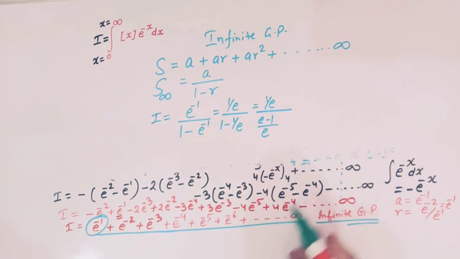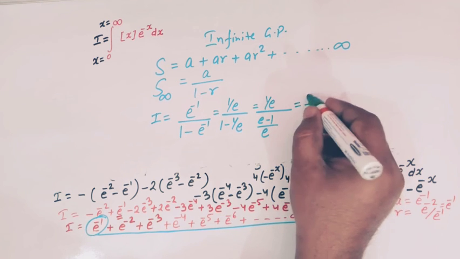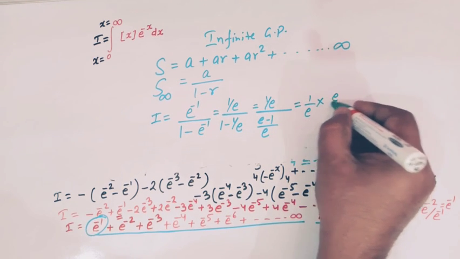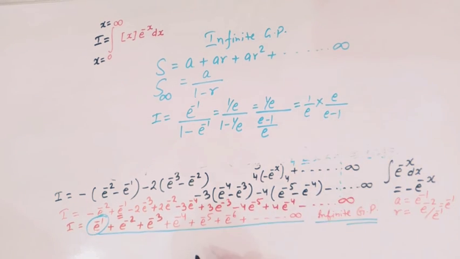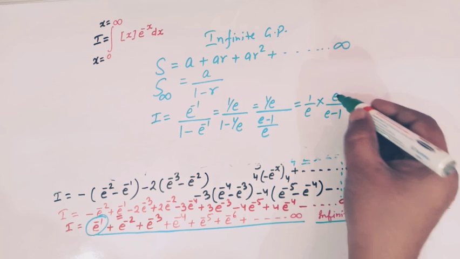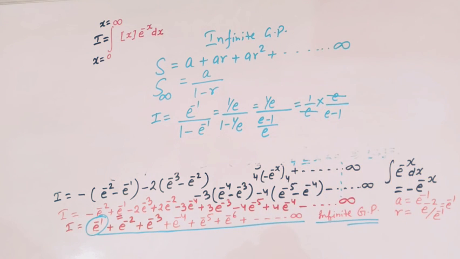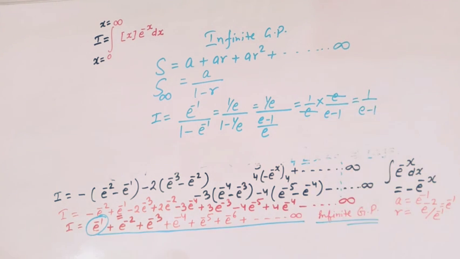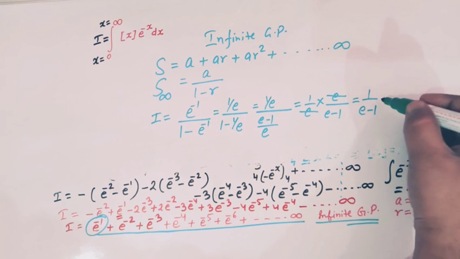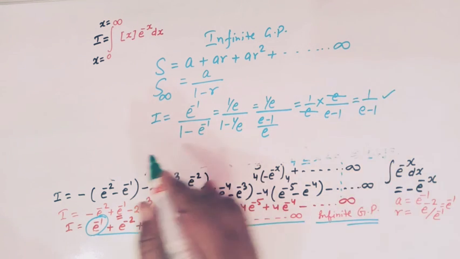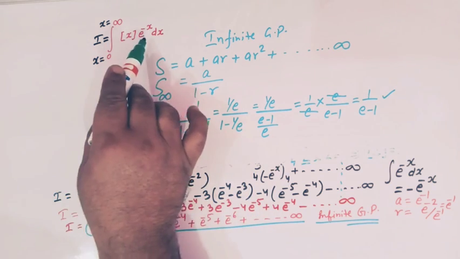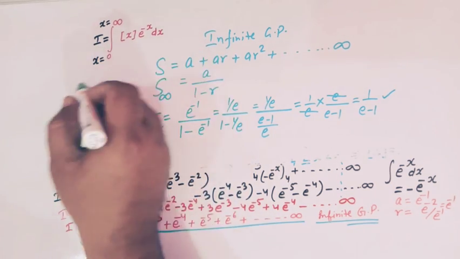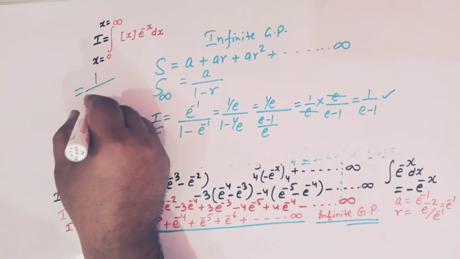So here e is the exponential number, so now we can write 1 over e times e over e minus 1 and see this e and this e get cancelled, so we are left with 1 over e minus 1, right? So the sum of this infinite geometric progression is 1 over e minus 1, which is nothing but the value of this integral, right? So the value of this integral is 1 over e minus 1.